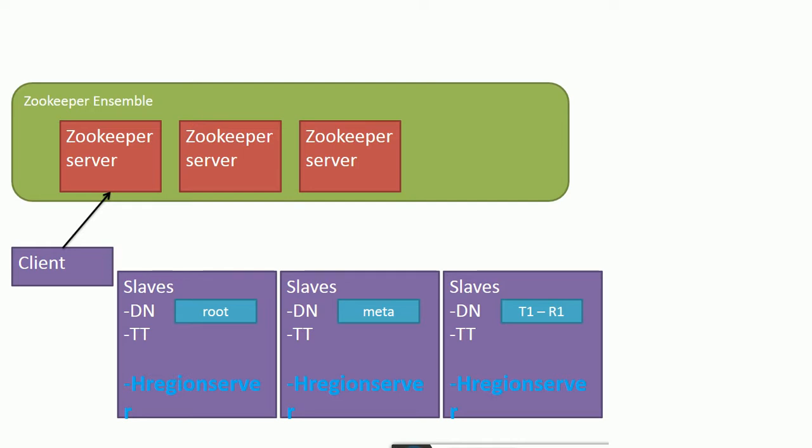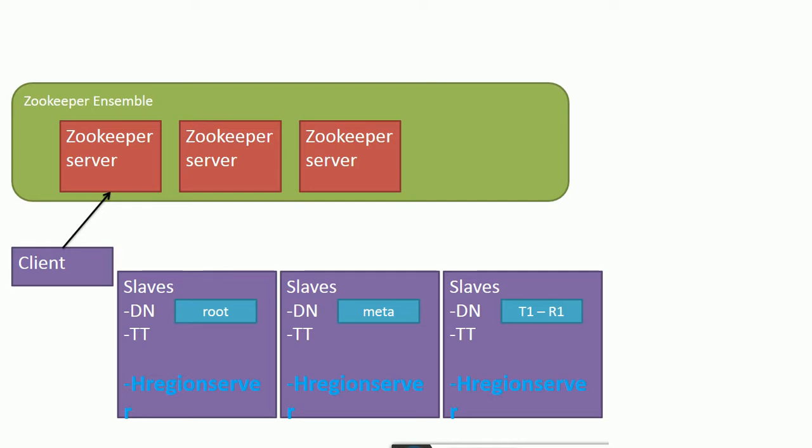Yesterday I told you that the root table contains the location of your meta table, which contains the location of your user tables. But the root table's entry is there in the Zookeeper, in some Z node. So whenever a client fires a query, that query initially connects with the Zookeeper to get the root table location. Once the root table location is fetched, it will go to that particular machine.